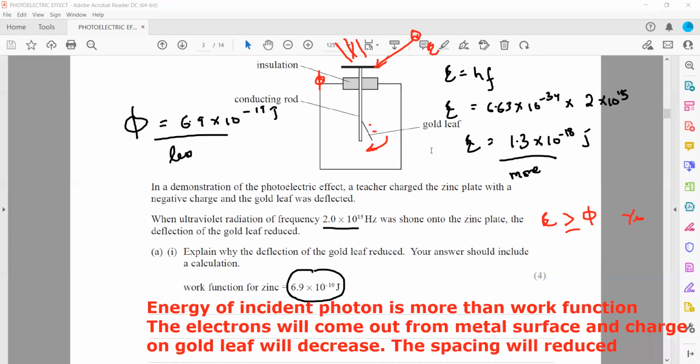If the energy of the incident photon was less than the work function, then there would be no electron coming out from the metal. And if there is no electron coming out from the metal, then the spacing between the gold leaf and the conducting rod should not change. But because the energy of the incident photon is more than the work function, the charge on the gold leaf is decreasing, which reduces the spacing between the conducting rod and the gold leaf. Is this part clear?